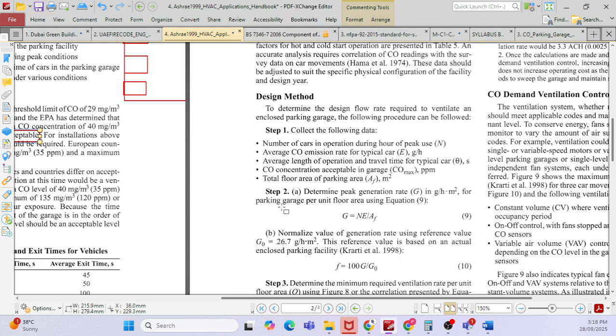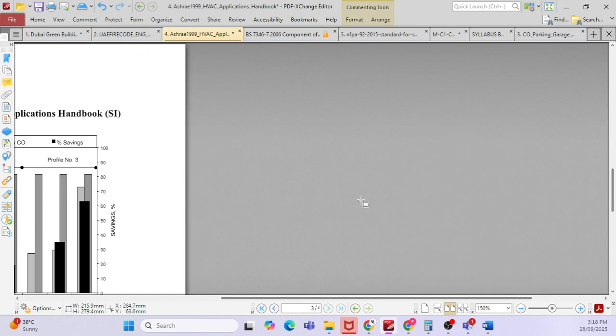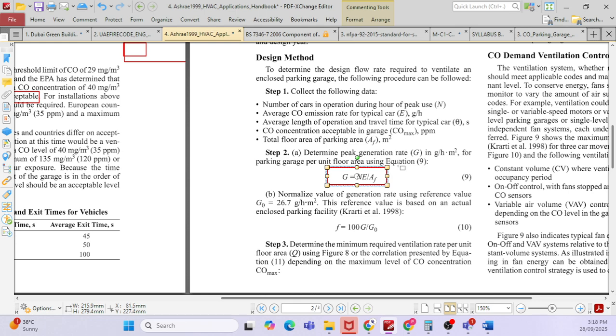Okay, determine the peak generation rate, how much peak generation it is going to create. That is the equation you are going to calculate per parking garage per unit floor area. This is the equation: G is nothing but N times the travel time and emission rate, divided by the area. Determine the peak generation rate in grams per hour, how much smoke it is going to generate. It depends upon the number of vehicles, the CO emission rate for a typical car, how much length it is traveling, and the area. If you apply these factors in this equation, you will get the total peak generation rate.